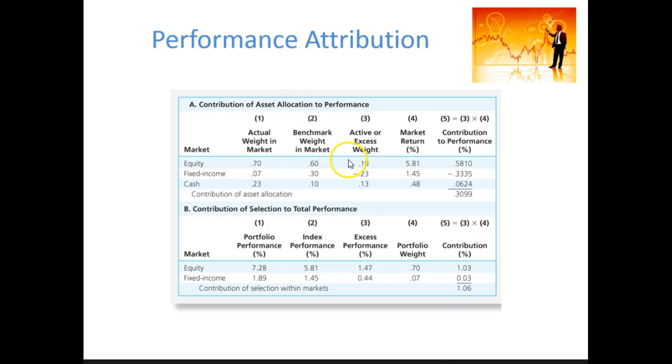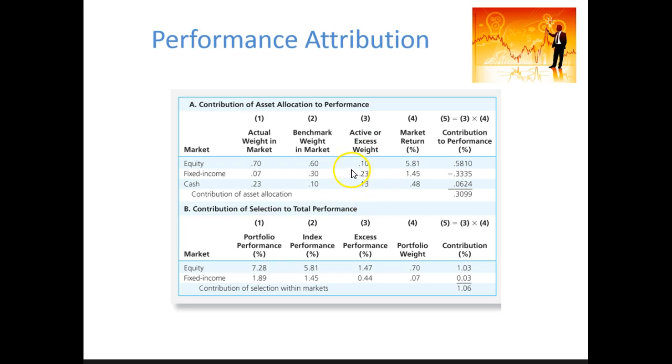So first of all, in order to determine the contribution of asset allocation, what we need to look at is the actual weights across each asset class within our portfolio compared to the weights in the benchmark. What we can see here is that we've overweighted equity by 10%. We had 70%, whereas the market had 60%. We've underweighted fixed income by 23%, and we've overweighted cash by 13%. So these are our excess weightings.